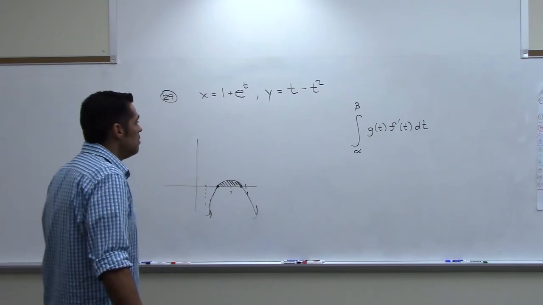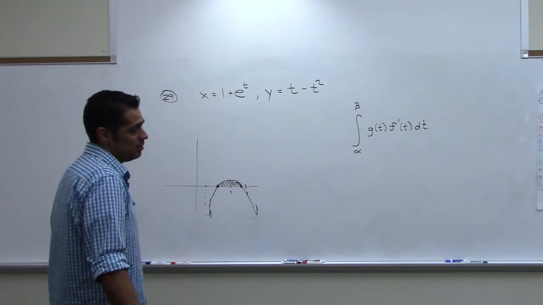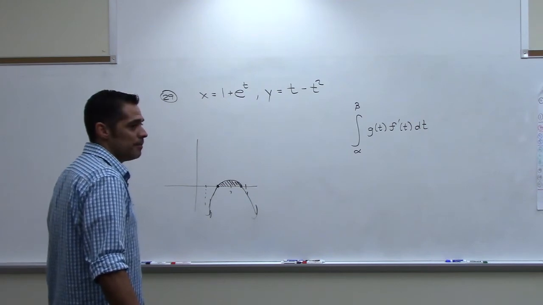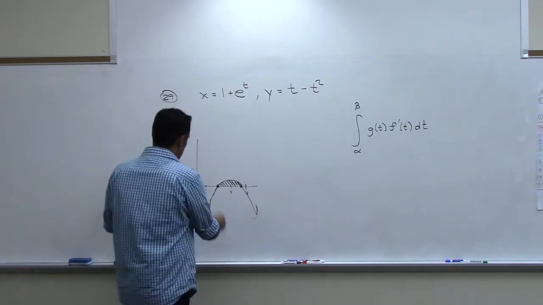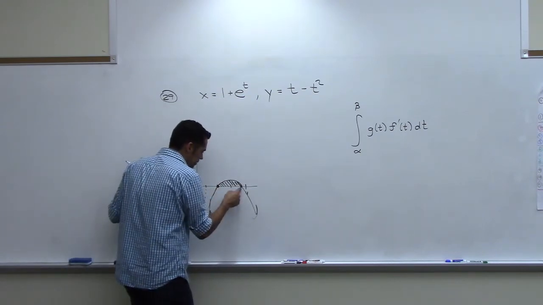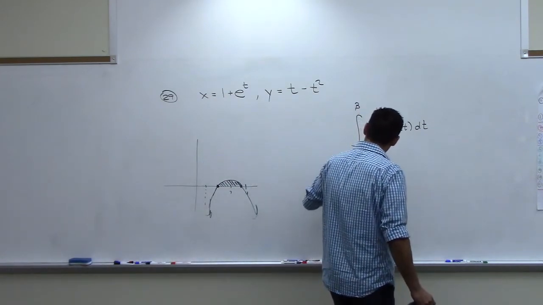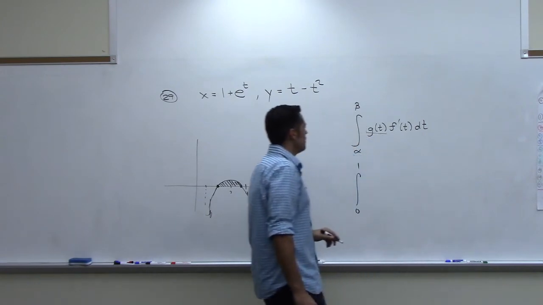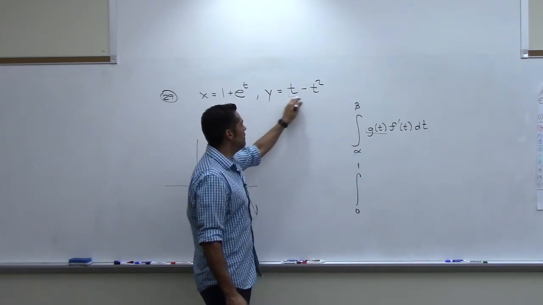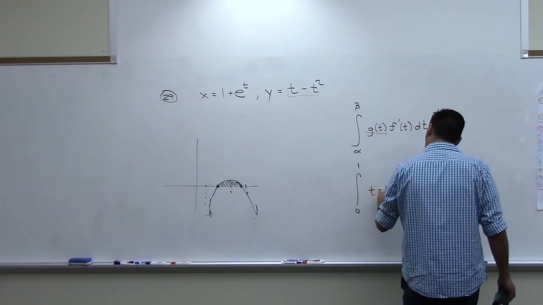So let's start with the alpha and the beta. Do we have our time restriction here? Alpha and beta is the restriction on time, the time that would move me from here to here. 0 to 1. So I know this integral is going to go from 0 to 1. And then it's going to be g of t. What is g of t? It's t minus t squared, that's your y function. That's this one right here.